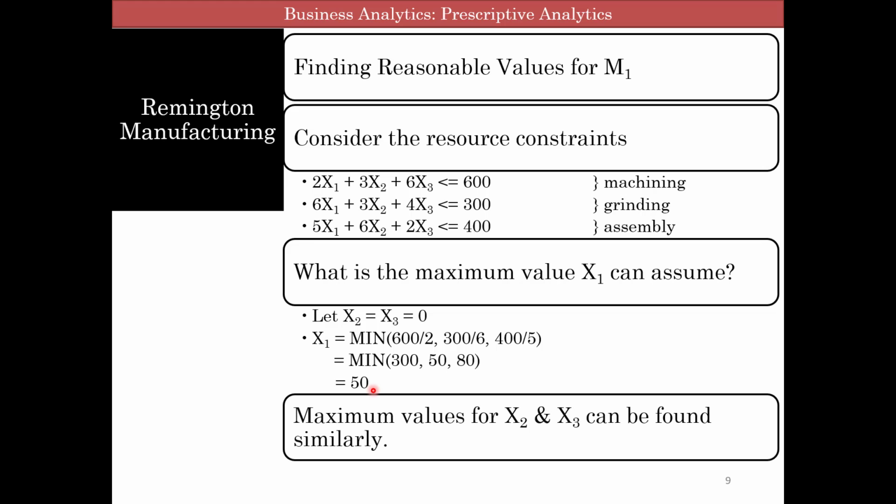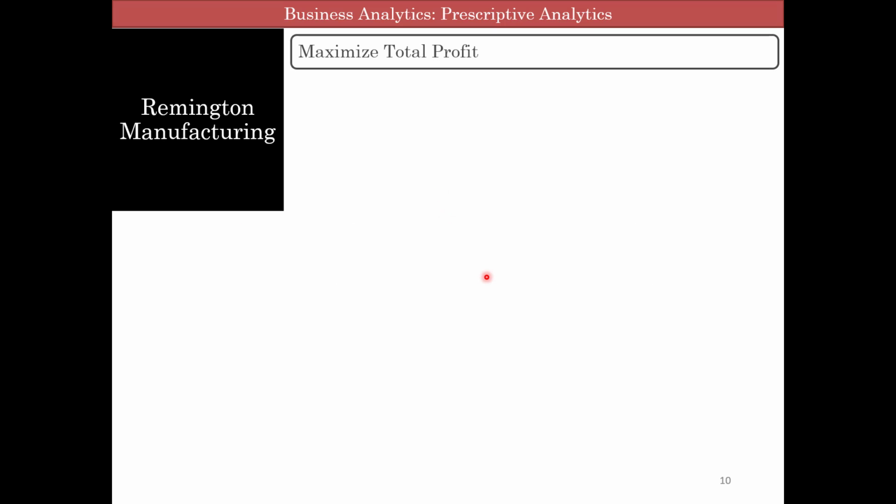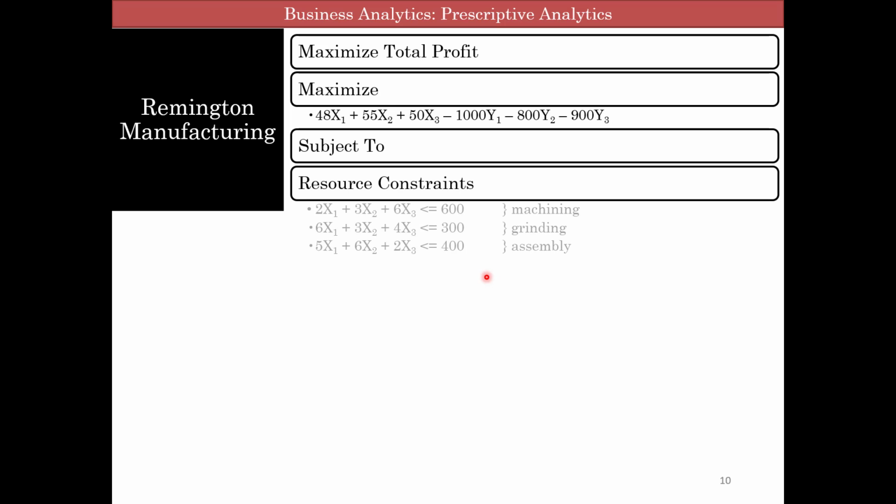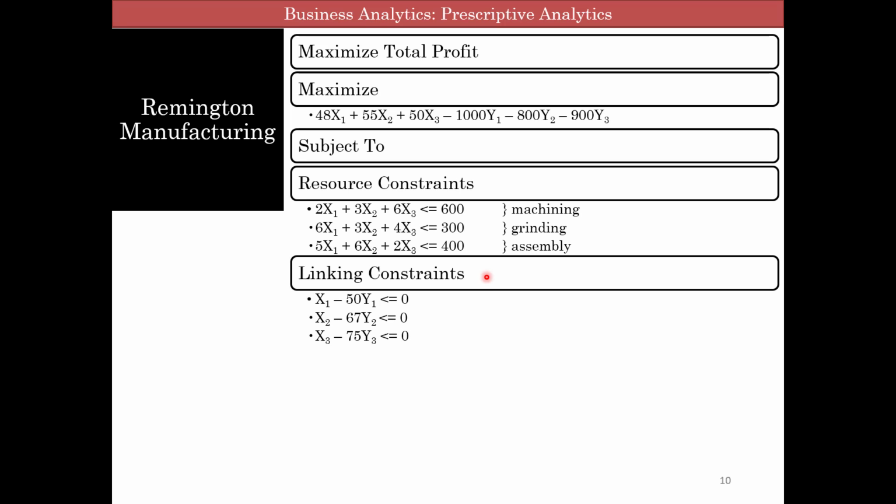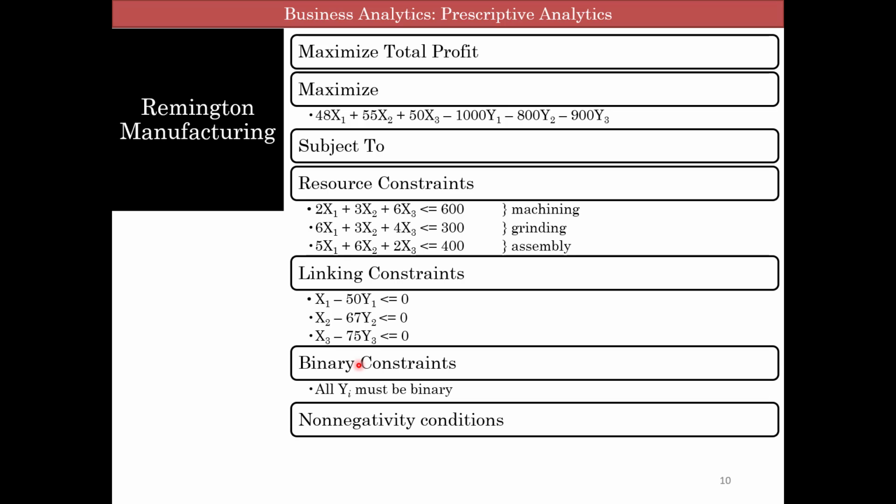Now remember, for m1, you can have a larger value. If you look at these constraints, you can see that the maximum is 600, 300, and 400. So if you use 999, that should be fine. But here is the model we have. Here are the resource constraints, and here are the linking constraints. So we use 50 for y1, 67 for y2, and 73 for y3. Like I said, if you had used 999 for all three, you would be fine, right? So here is your model.